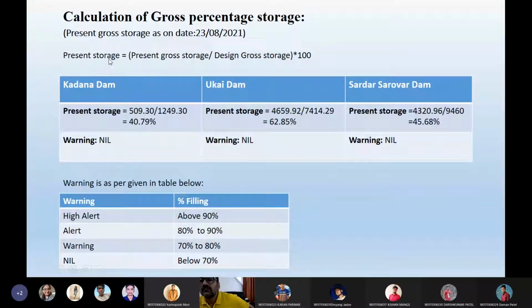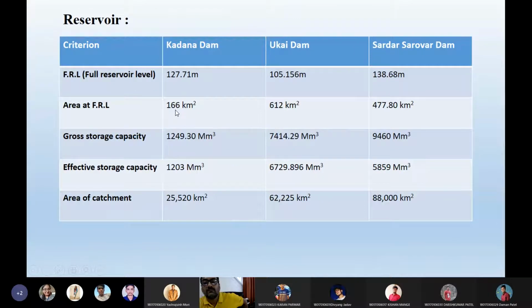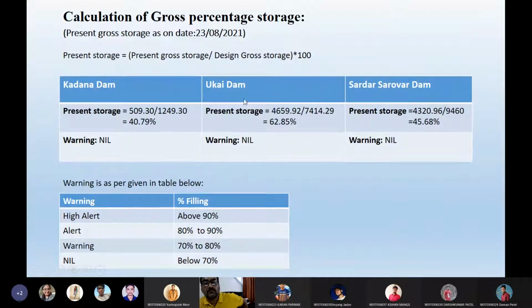I calculated the present storage by this formula: present gross storage as per the date, divided by the design gross storage, into 100. So the present storage for Kadana Dam is the present gross storage, which is 509.30, divided by the gross storage of the Kadana Dam, into 100. So it is 40.79%, Ukai Dam is 62.85%, and for Sardar Sarovar Dam, it is 45.68% as per the date 23.